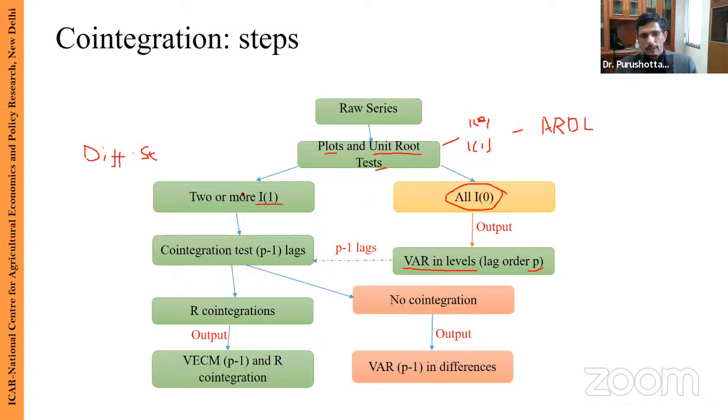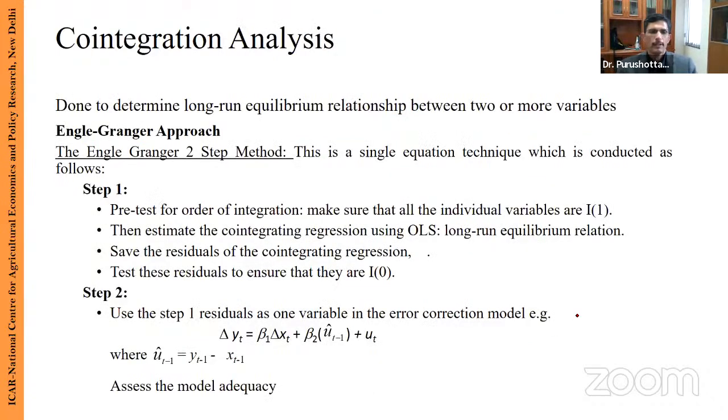If I(1) series or two non-stationary series, we test for cointegration, and if there are r cointegrations between them, then we'll go for vector error correction with p-1 lags and r cointegration. If there is no cointegration between them, then VAR(p) with p-1 in differences. Here in levels, here in differences. So that's the difference what we have to understand.